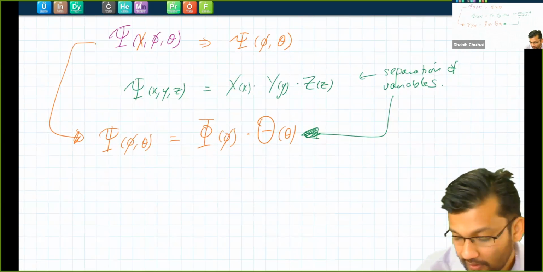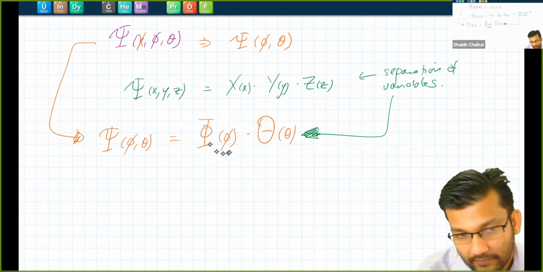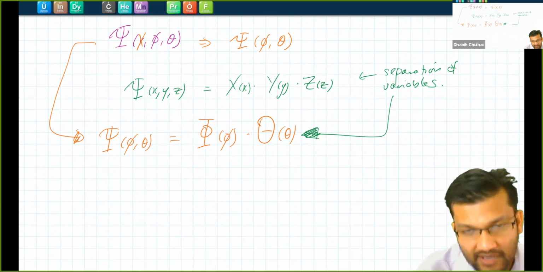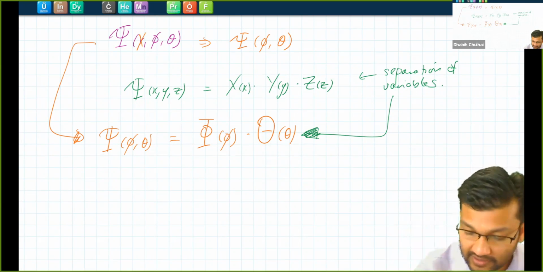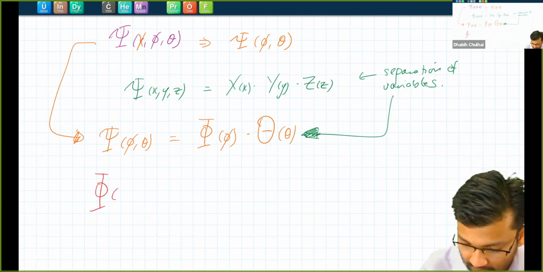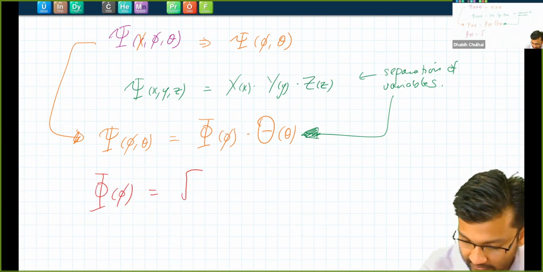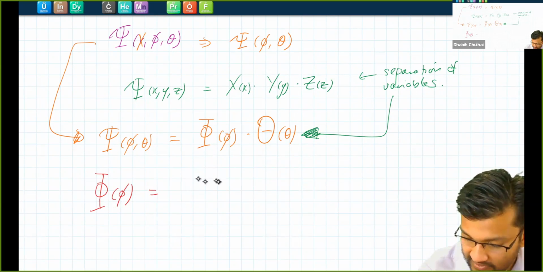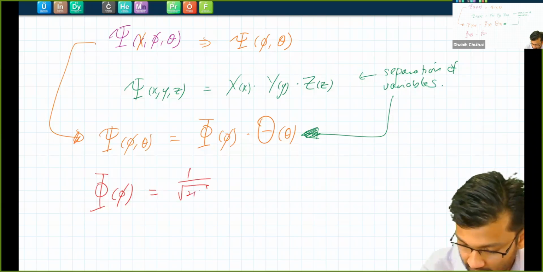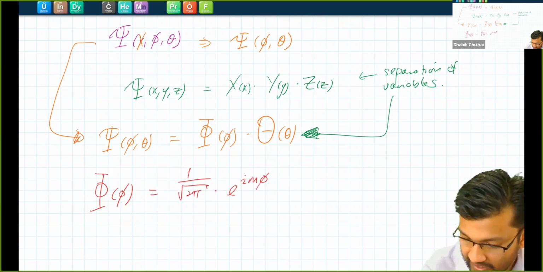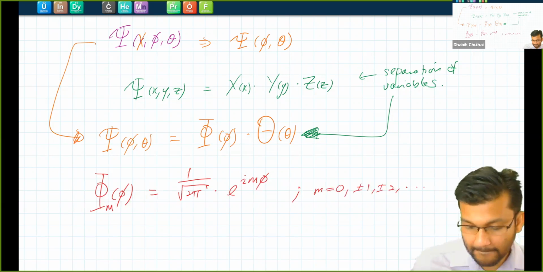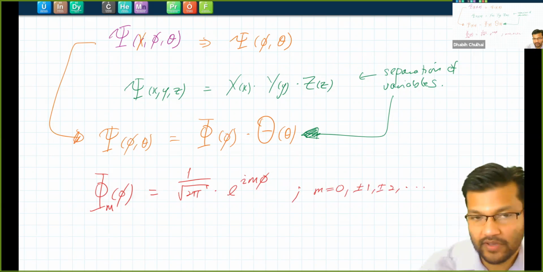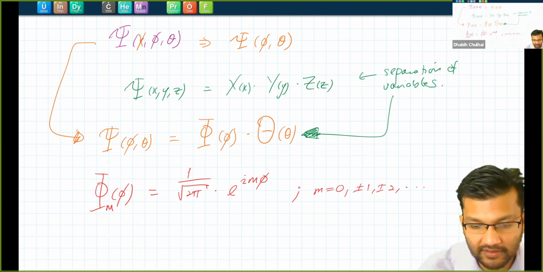Now, if we separate out the phi part, it's kind of like we have a particle on a ring, right? We're ignoring the z direction. So this phi part is exactly the particle on a ring answer, e to the i m phi. Remember, m here goes from 0, positive, negative, and so on. So this is little m right there. So the phi part, we already know what the answer is. It's the particle on a ring answer.